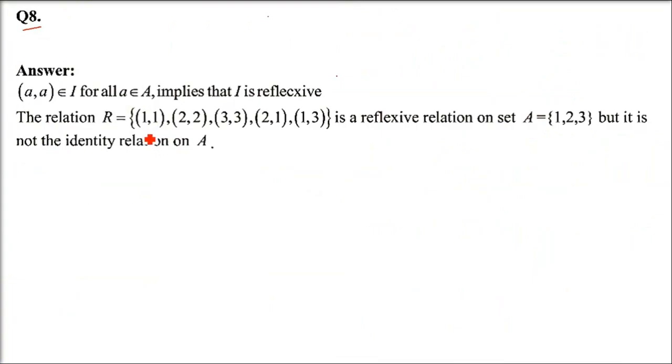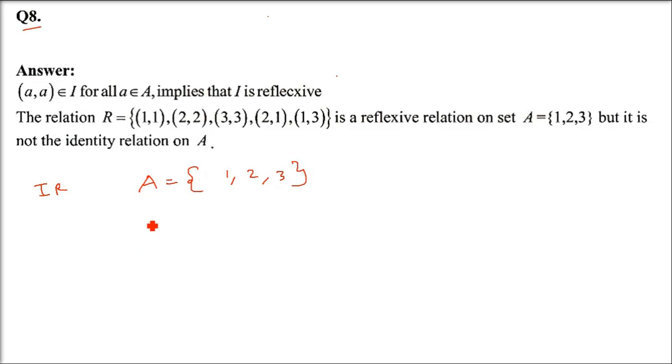Question number 8 I am taking. Prove that every identity relation on a set is reflexive, but the converse is not necessarily true. So what is an identity relation? Identity relation is the set which has all the elements of the set related to itself.